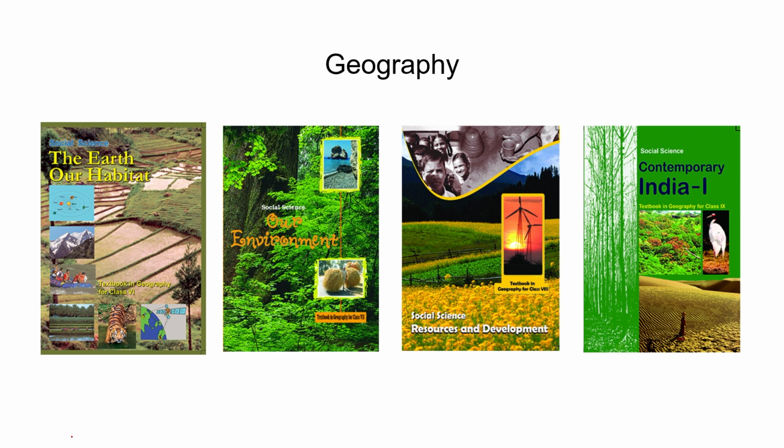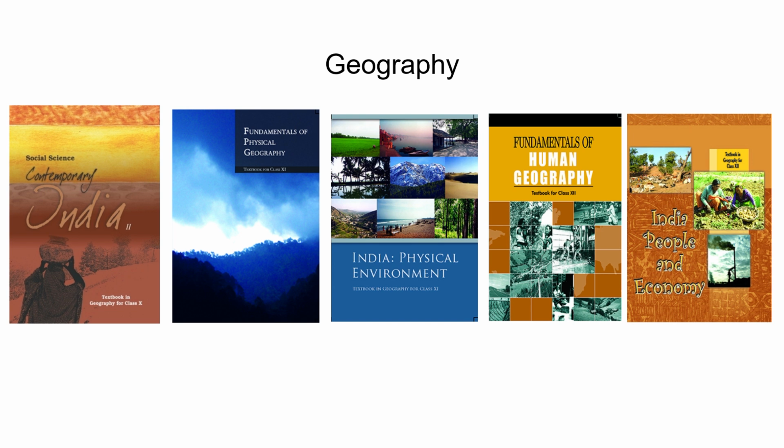Coming to the must-read NCERTs of geography, you have Earth, Our Habitat, which is the class 6th NCERT, then Our Environment of class 7th, Resources and Development of class 8th, Contemporary India Part 1 of class 9th, Contemporary India Part 2 of class 10th. Then there are 4 NCERTs of 11th and 12th: Fundamentals of Physical Geography and Indian Physical Environment of class 11th, Fundamentals of Human Geography of class 12th, and India People and Economy of class 12th. These 4 are the most important NCERTs for geography.